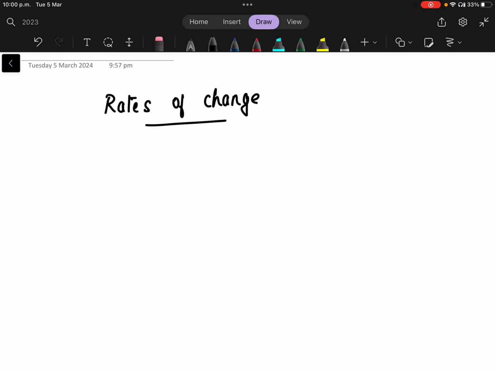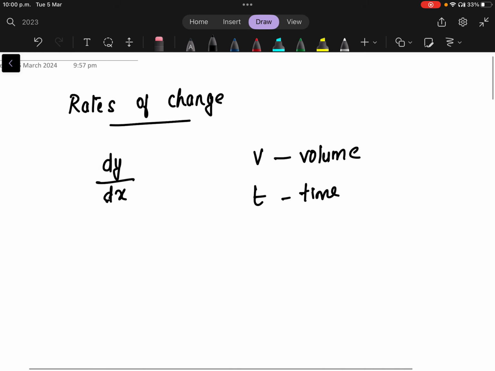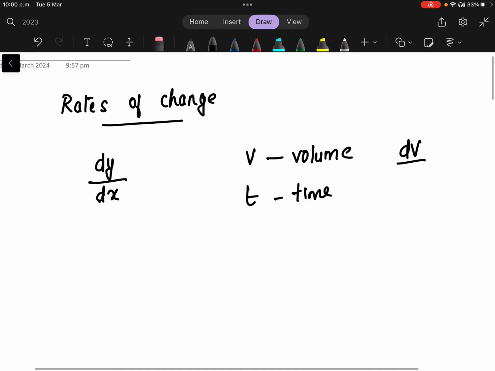Let's learn the application of differentiation, rates of change. So if you have a differentiation called dy over dx, it represents the rate of change of y with respect to x. Similarly, if we have v as the volume of an object and t as the time, I can write this as dv over dt, which represents the change of volume with respect to time. Okay, so that's what it actually means.